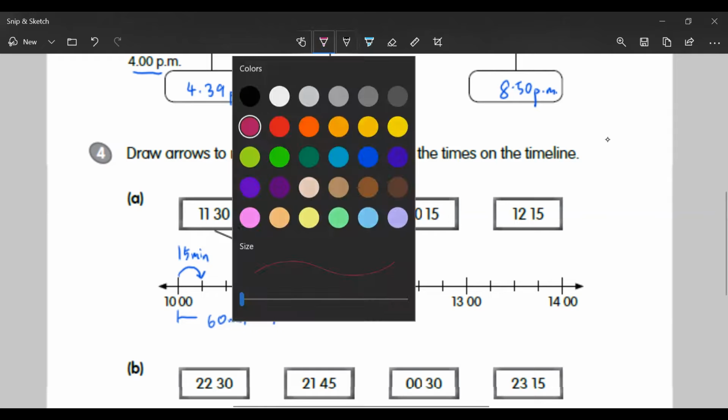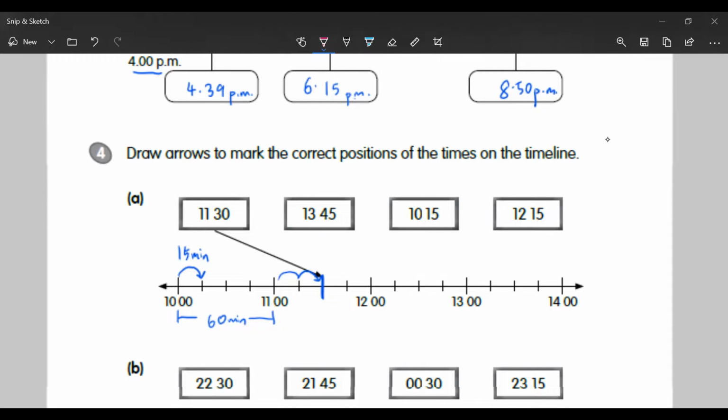So my answer, let me use a different color. 1345 hours will be here. Is that okay? So this one is the one. 1345. I don't have a ruler here. Can you draw it yourself? Then 1015 should be here. 10:15 hours. Is that okay?